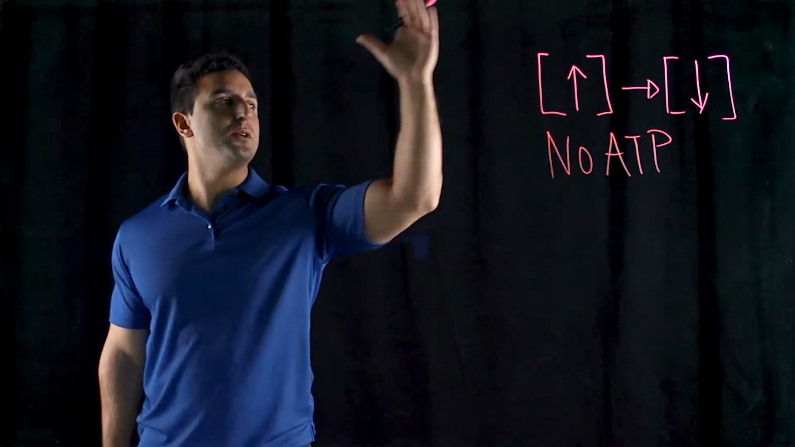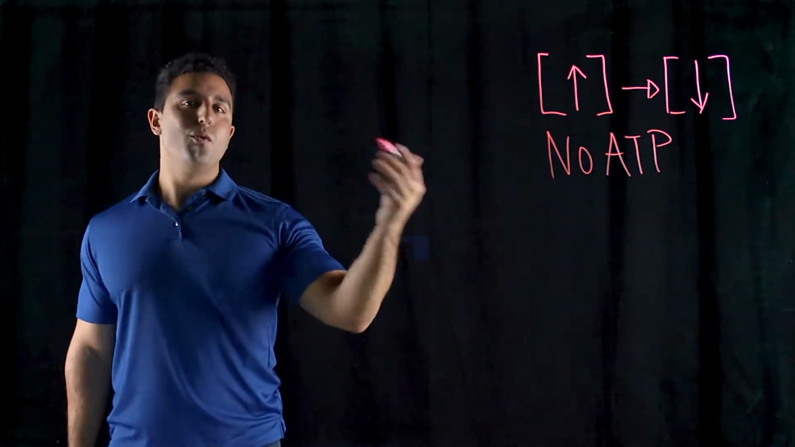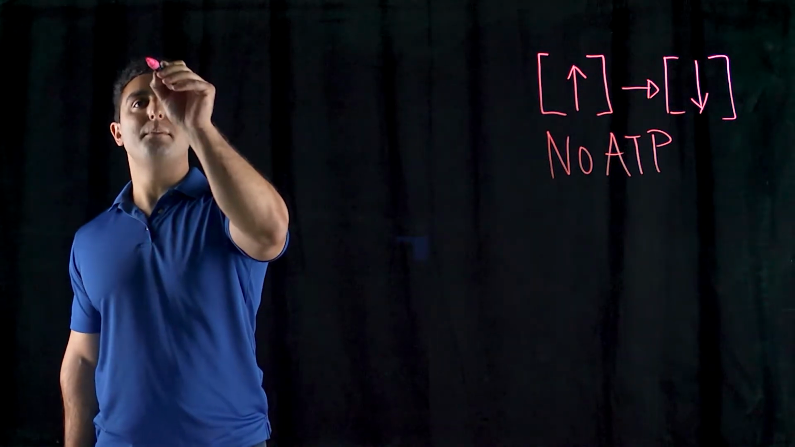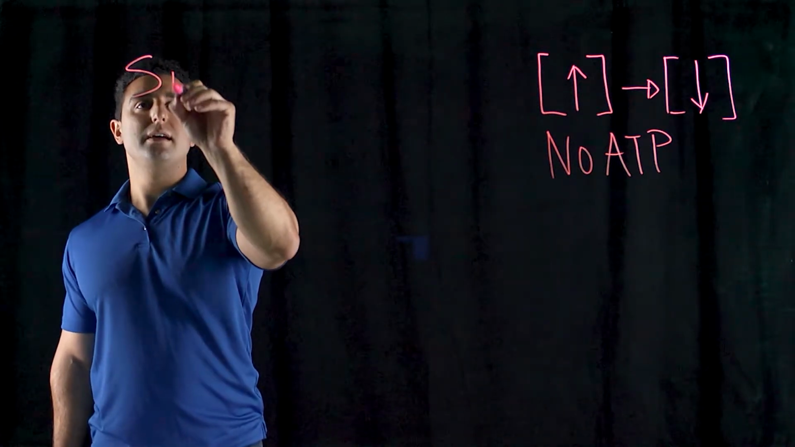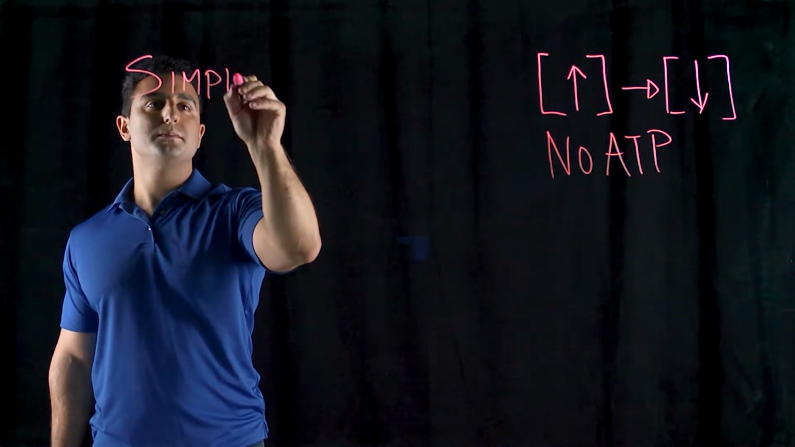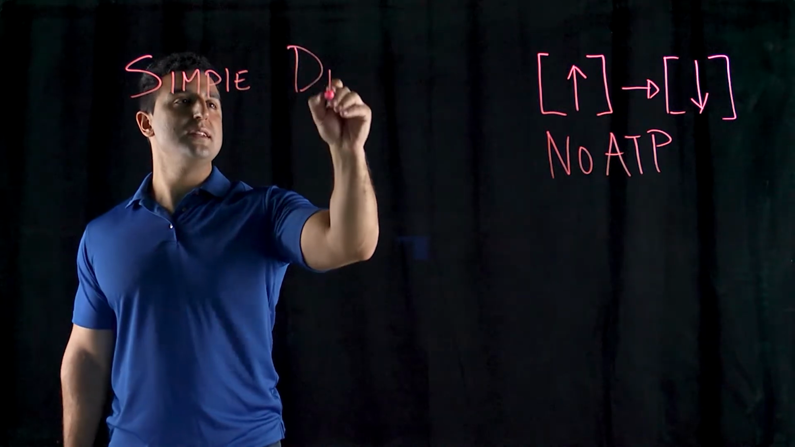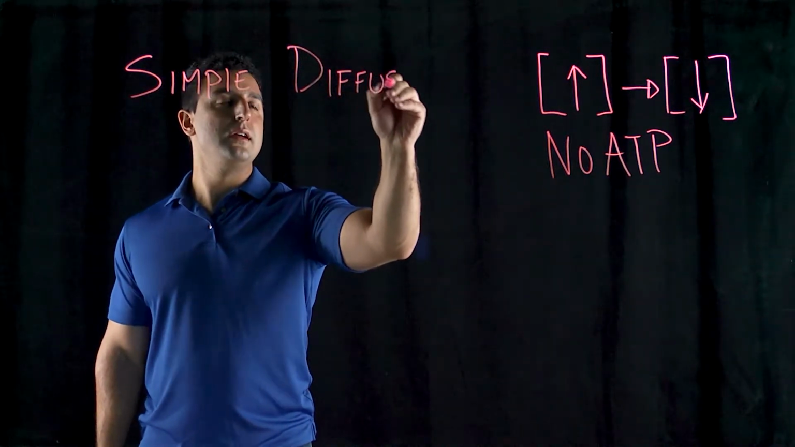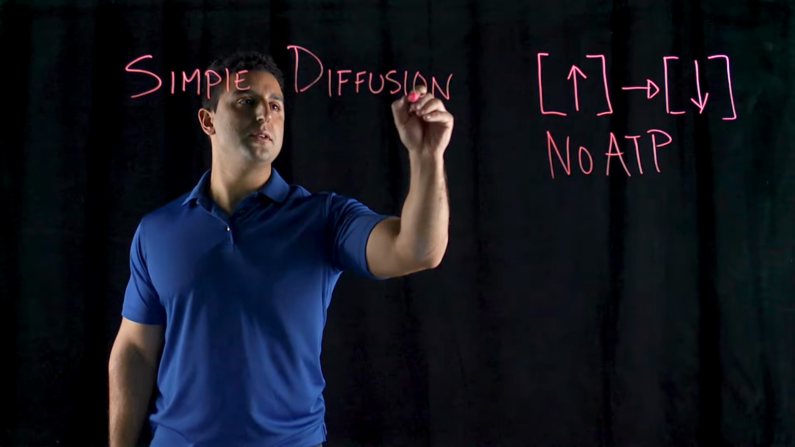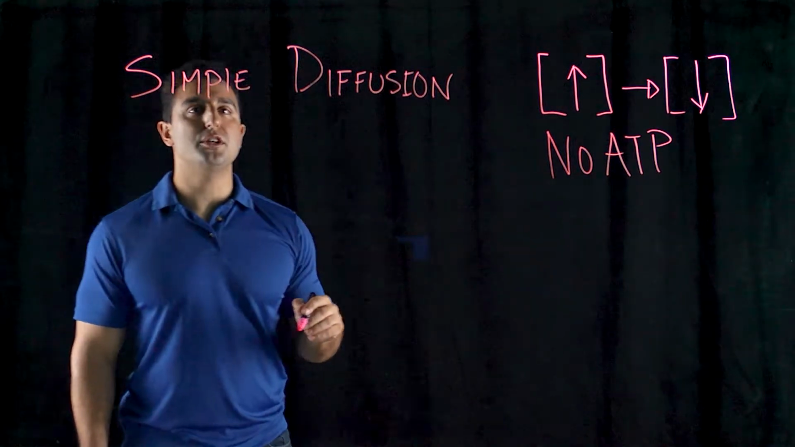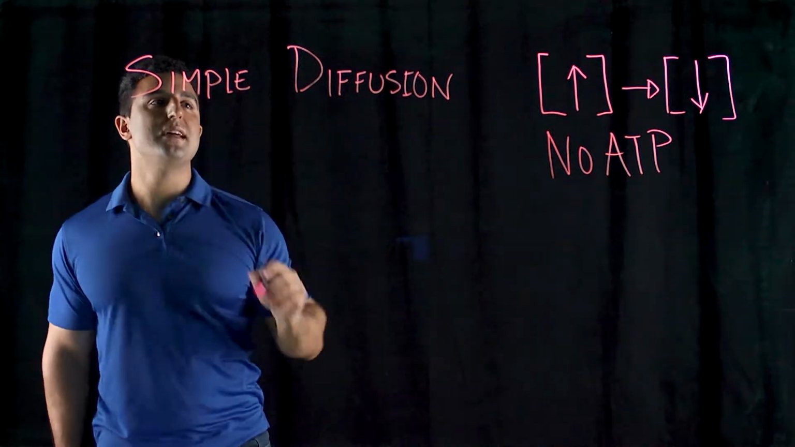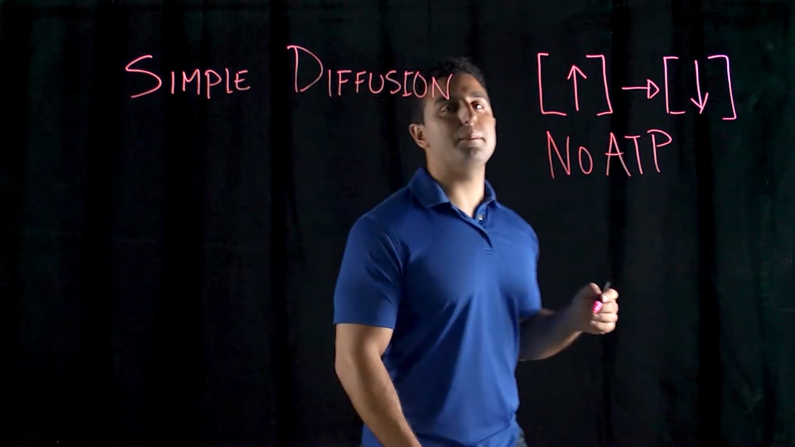So we said passive transport, high concentration to low concentration. What was that? That was diffusion. So one type of passive transport is simple diffusion. So what is simple diffusion? It is the transfer of certain molecules from a high concentration to a low concentration. So what does that mean? What are some examples?